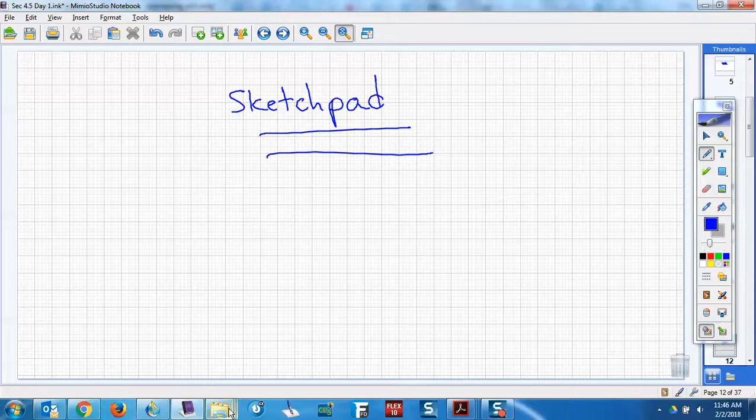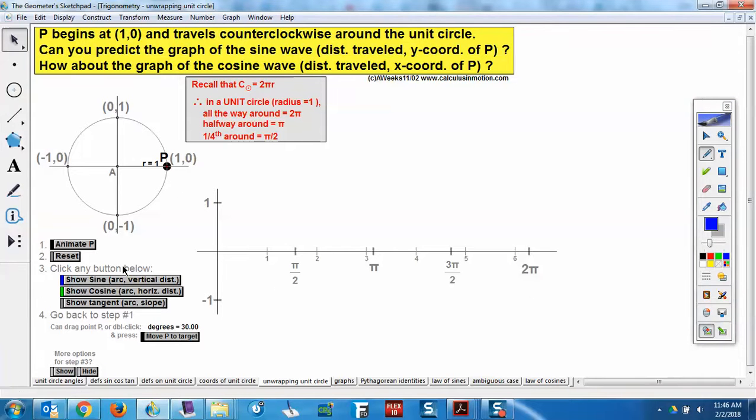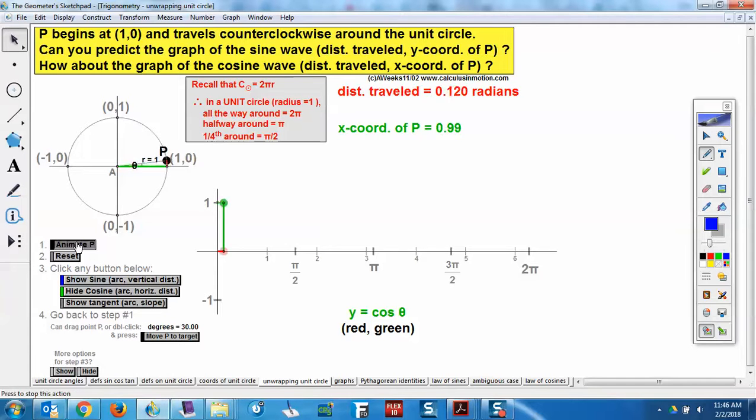Okay, let's go back to our Sketchpad document here. And this time, as P goes around, we want cosine. Well, cosine on the unit circle is what? Cosine is the x. Cosine is the x. So this time as we go around, the red is our theta. So the red is our angle, our radian, and the green is our x. So what happens? It starts at a 1 way out there. So the green starts, let's reset that, the green starts way out there at 1. And so as P goes around, what happens to that green?